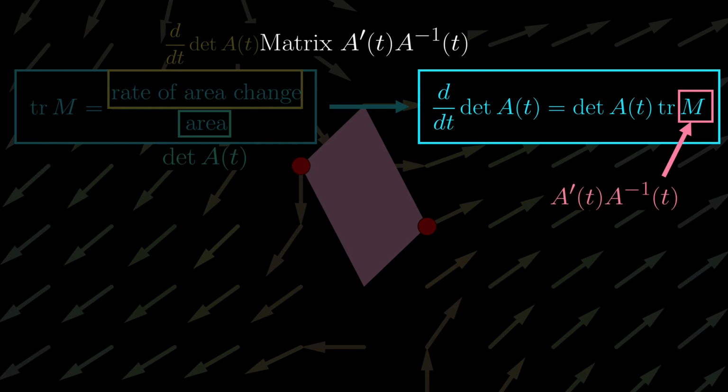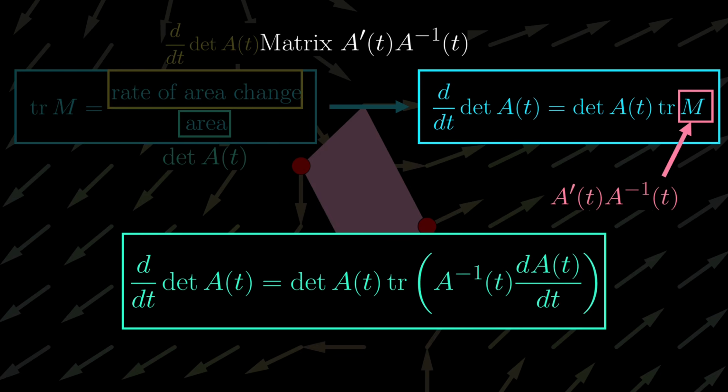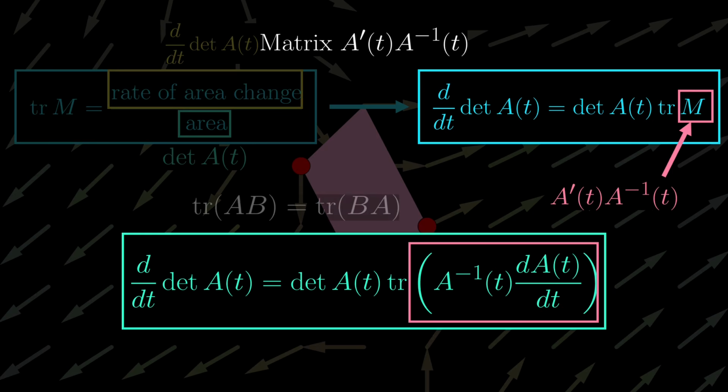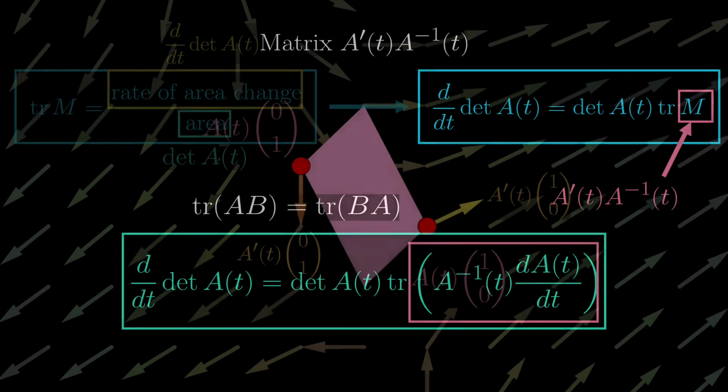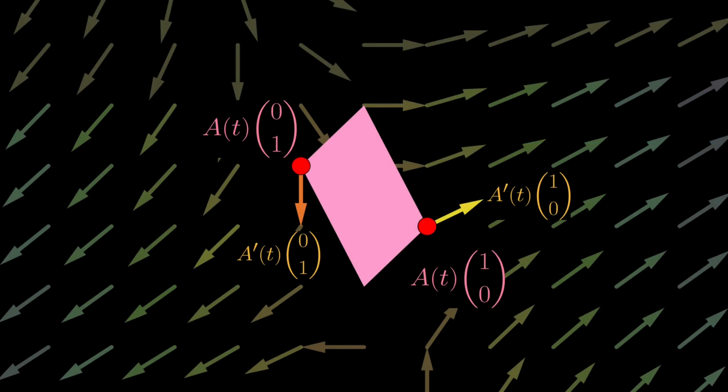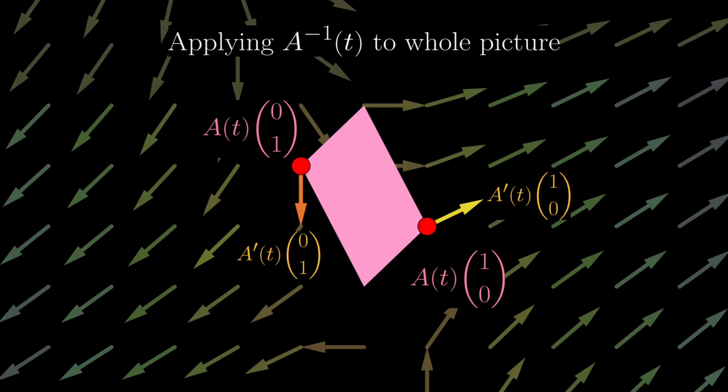This is almost the same as Jacobi's formula, just that the matrix in the trace has the other order in multiplication, A inverse before A prime here. Don't worry, there are two approaches here. Either use the property we discovered that trace AB equals trace BA for A or B being invertible, or similar to how we dealt with the previous property, we just apply A inverse to the whole picture.